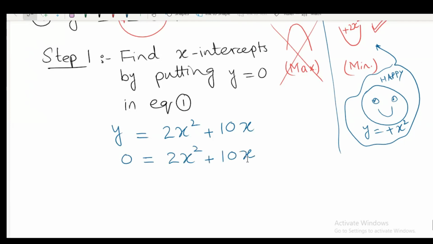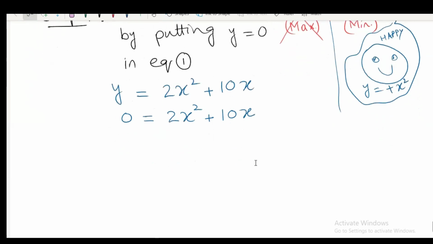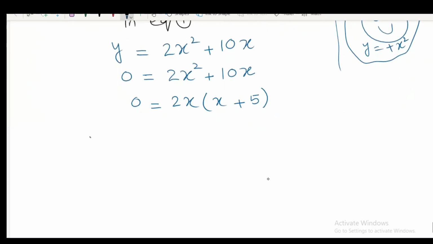You can solve this equation by factorization. The first step of factorization is to take common factors. So 2x is the common factor here: 2x times (x plus 5). Now equate with 0. So we have 2x equal to 0, or x plus 5 equal to 0.